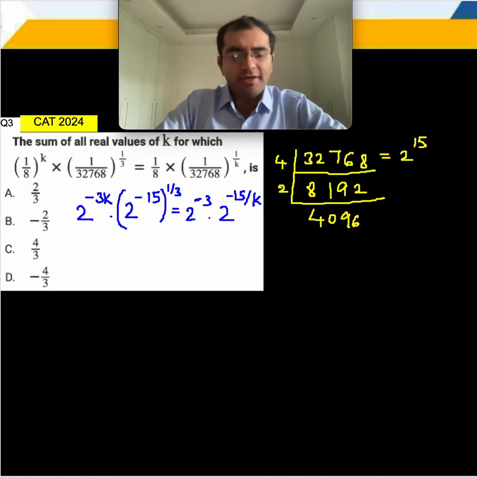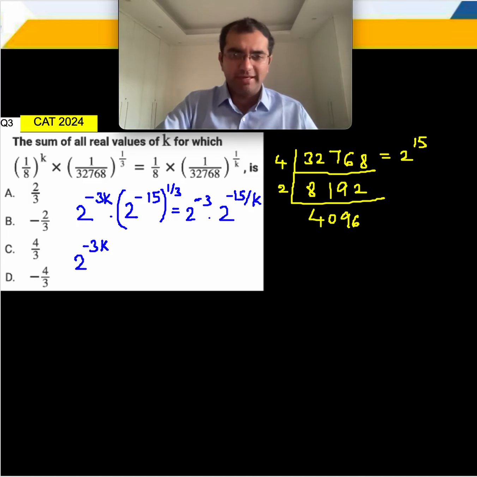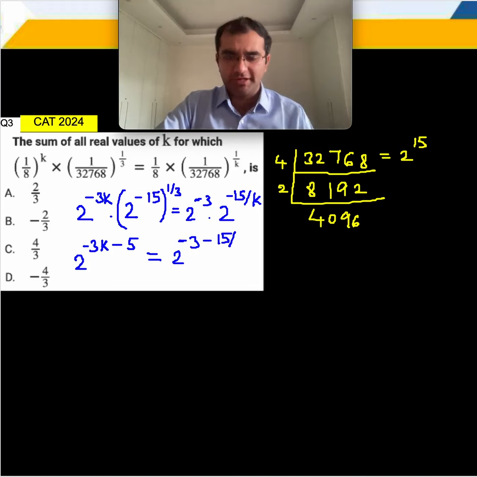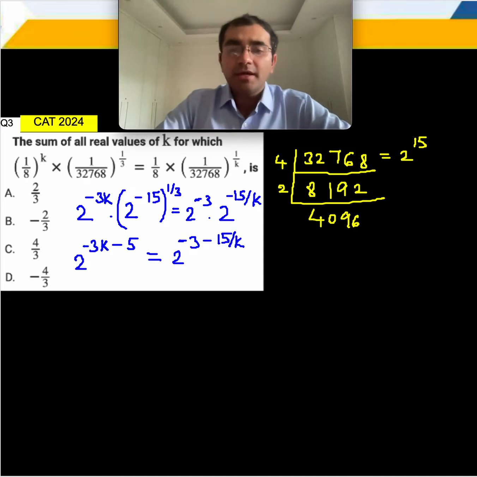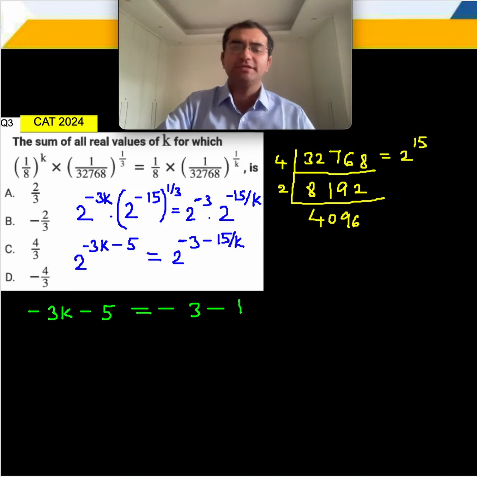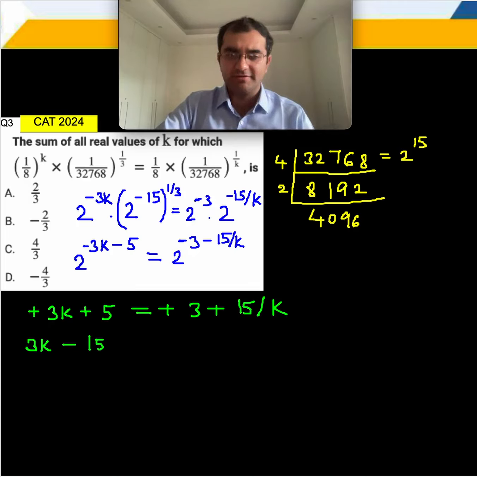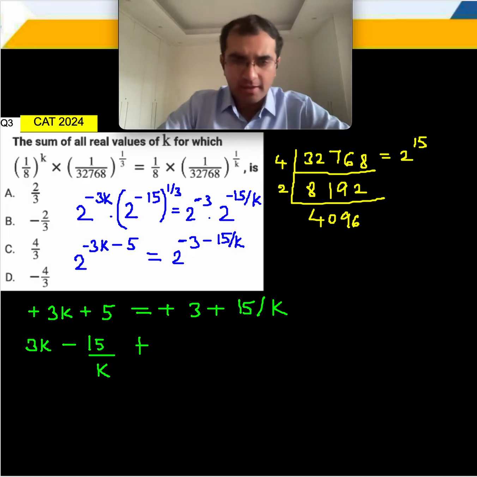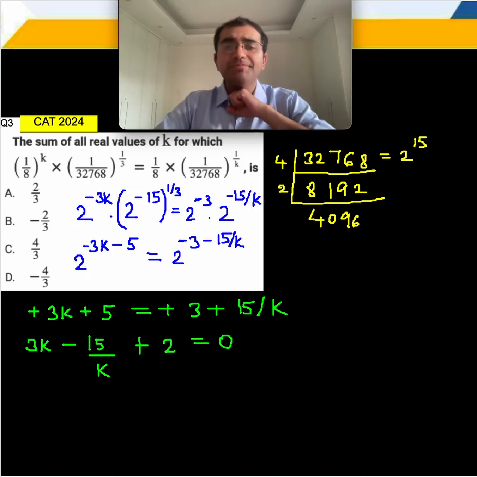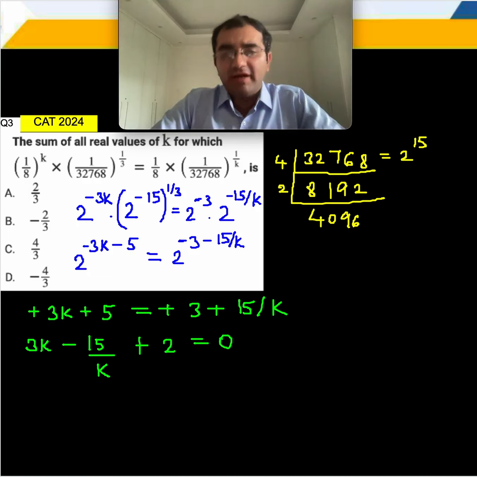ठीक है. Now add the powers. 2 power -3k minus 5, 15 upon 3 is 5, and 2 power -3 minus 15 upon k. Equate the powers. -3k minus 5 is -3 minus 15 upon k. सारी साइंस को प्लस कर दो, and then we will bring 1 to this side. 15 upon k इधर ले आएंगे, and plus 2 is equal to 0. Sorry, sum of all real values of k.